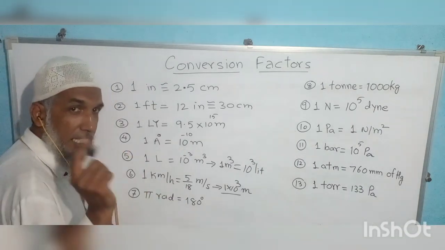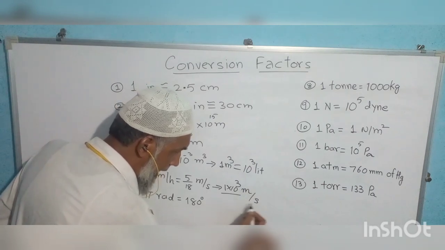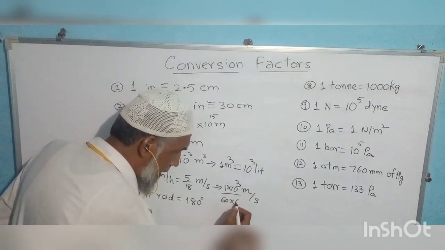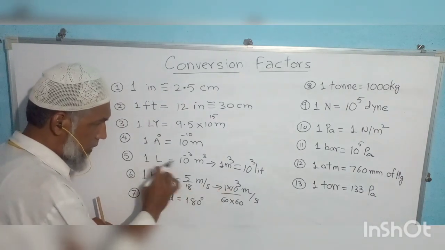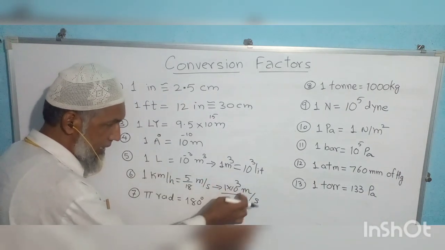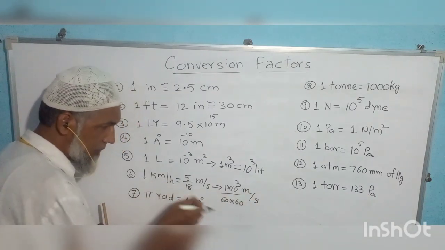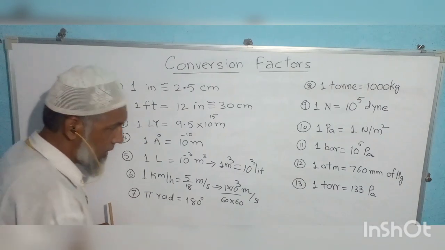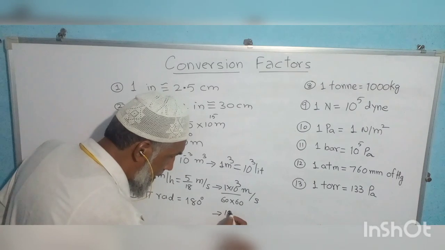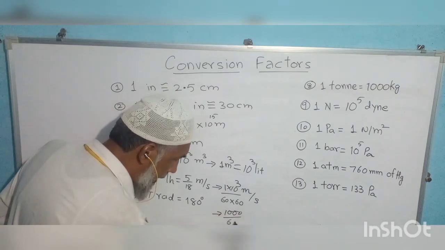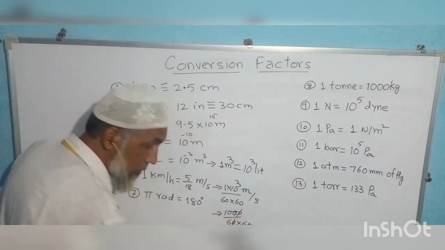1 hour is 60 minutes, and 1 minute means 60 seconds. So if you are converting into seconds, this will be 60 into 60. So 1 kilo is 10 to the power of 3, meter as it is, per hour. Per hour is converted into second, but 1 hour is 60 into 60 seconds. So this will be 1000 divided by 60 into 60. So this 0 gone, this 0 gone.